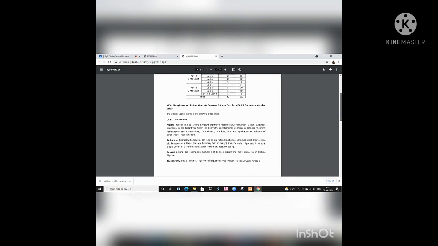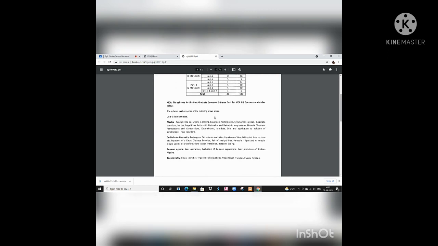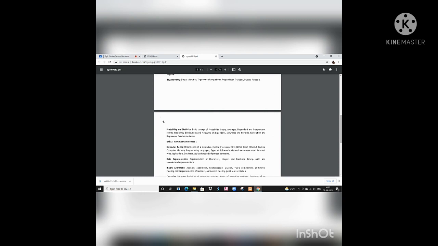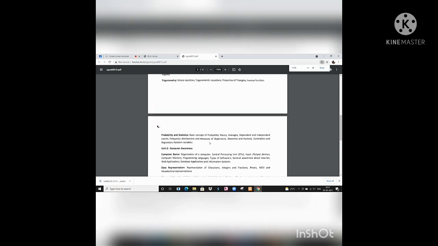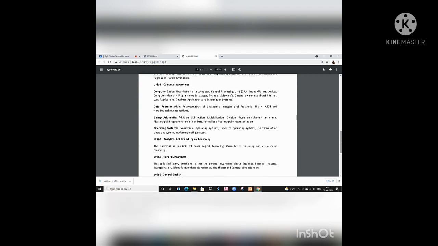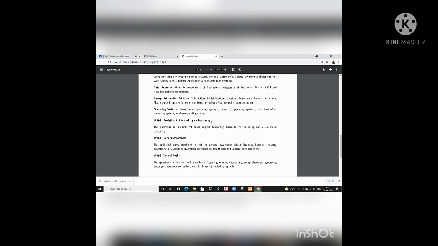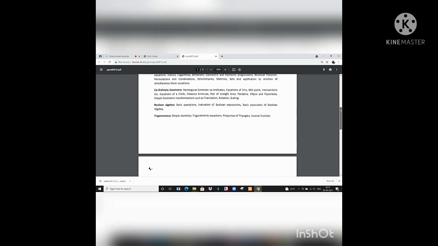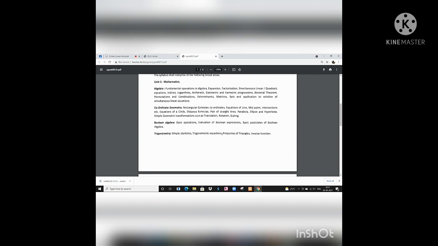Then let's see the syllabus. Okay, I'm going to read for you. So unit 1 is mathematics. Unit 2 is computer awareness. Let us zoom. Okay, unit 2 is computer awareness. Then unit 3 is analytical ability and logical reasoning. I hope you can see. Unit 4 is general awareness and unit 5 is general English. Now I'm going to read unit 2 followed by 3, 4, 5, whereas at last I'm going to read what the contents present in unit 1 are.